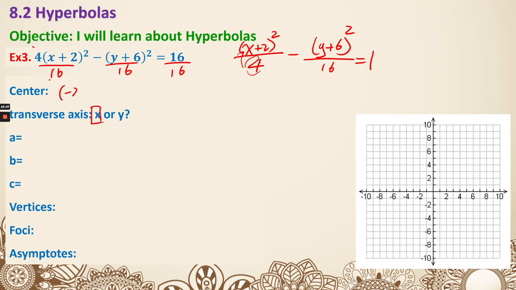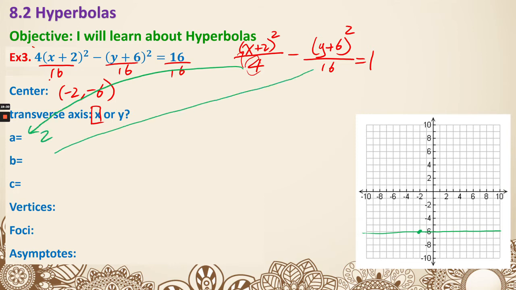My center is -2, -6. So let's start with that. -2, -6. Right here. And it's going to be a horizontal transverse axis. So I'm going to draw the transverse axis kind of around here. My a value, well, that is under my x. So that is going to be 2. My b value, that is under my y. So it's going to be a 4. And my c value, well, that is going to need a squared and b squared. C squared is a squared plus b squared, which is 2 squared plus 4 squared, which is 20.